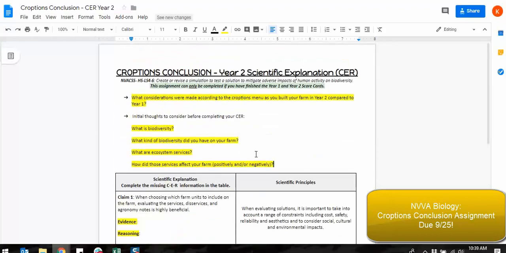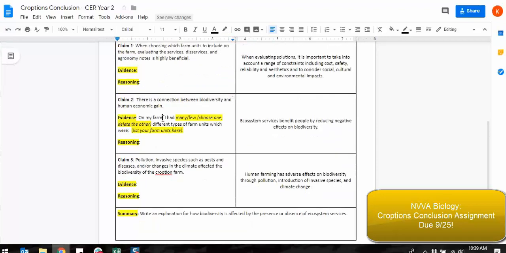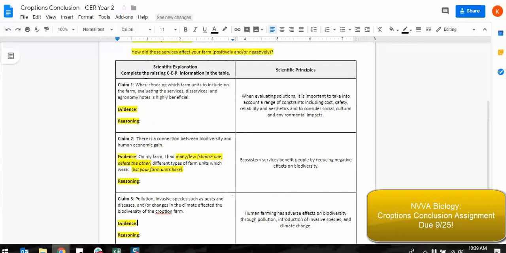Don't overthink it. For your scientific explanation, these are 3 claims. Some of them have evidence already fill in the blank style. The second one does. The first and third one, you just have to fill it in on your own based on your farm. So all you're doing is trying to prove this claim correct. Okay, we are trying to guide you over here with these principles. So this should be information you can use to put in your evidence or reasoning, probably your reasoning. Okay, the evidence should come right from your farm.